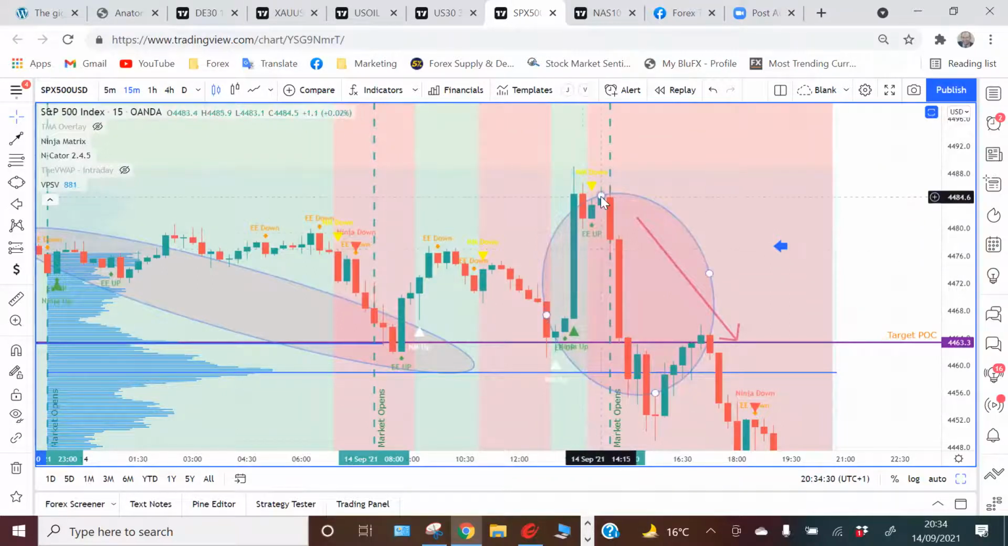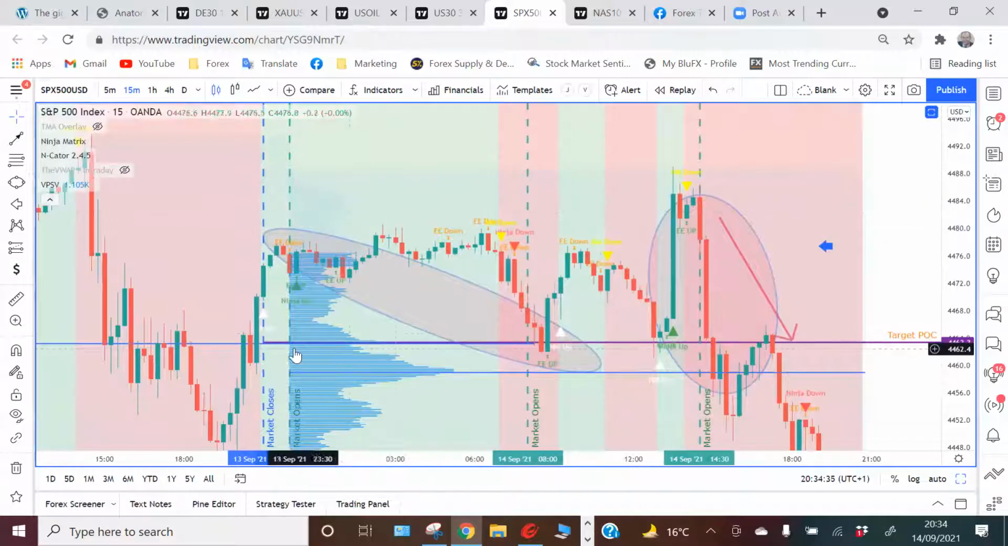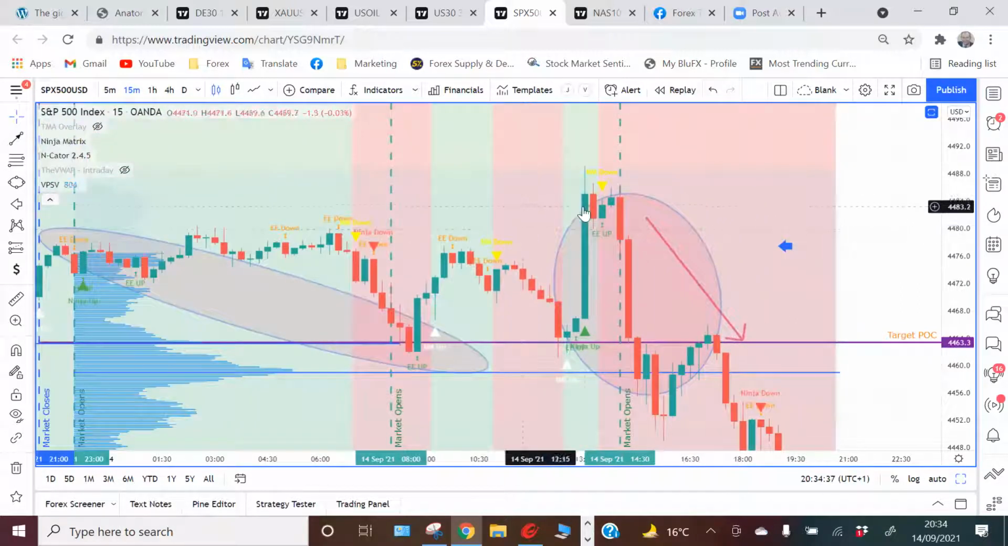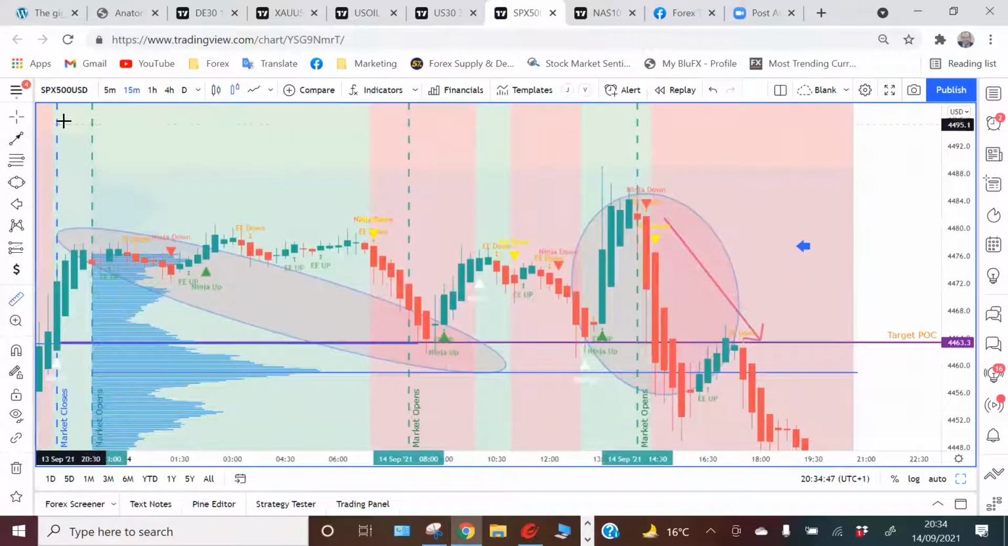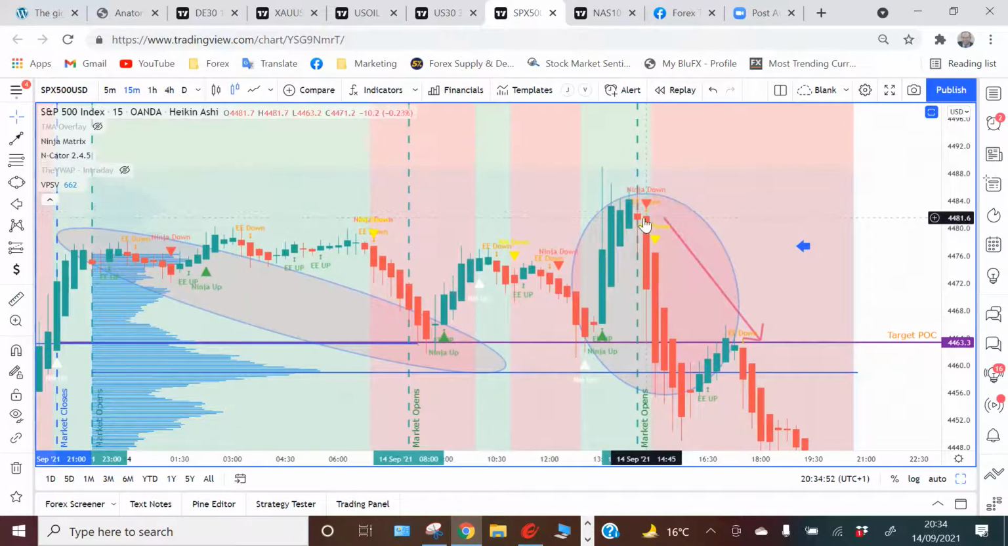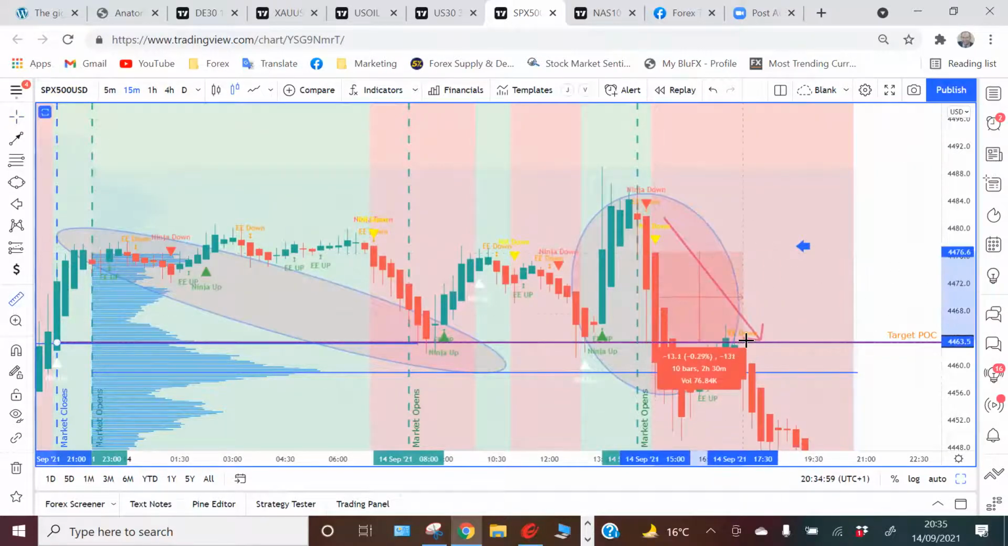That makes it up. So we have a new opening here, but we have a point of control. And guess what? It goes straight for it. It attacks the point of control once again. And guess what? Once again, we put on a Heiken Ashi candles and put on an indicator. And this one here, you got another 132 pips, 132 points, sorry.